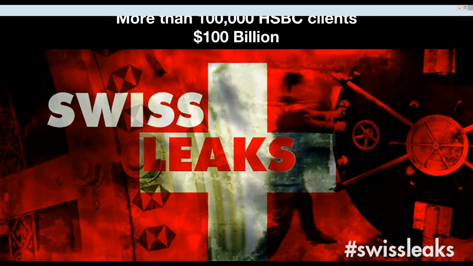And throughout this process, they used Linkurious to track about 100,000 customers and $100 billion, and were able to expose a number of criminals and also politically exposed persons.